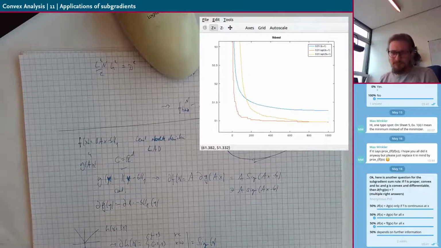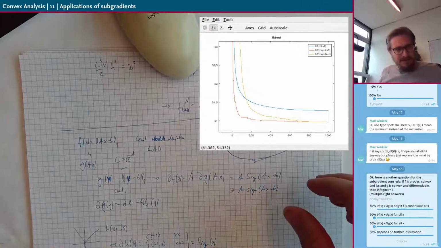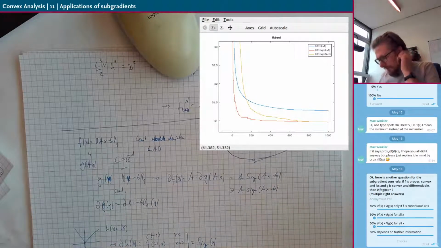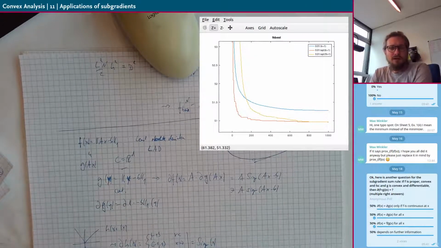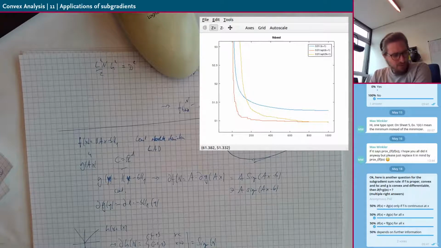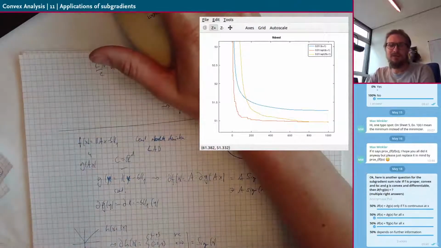Okay, so that's it for today. Next lecture we're going to talk a little bit more about algorithms in the convex case, and have some more analysis of algorithms. So what we do here is we analyze algorithms which are very simple. It's a one-liner to implement, more or less.